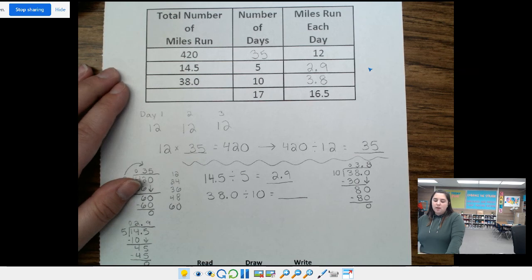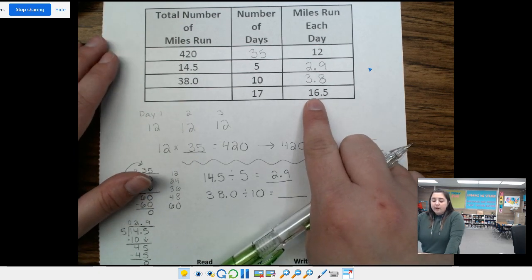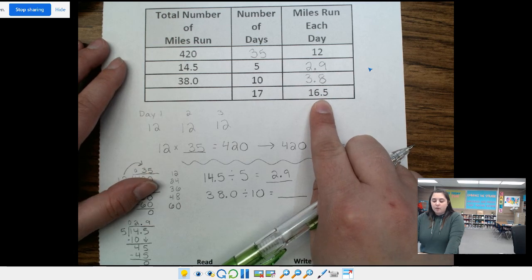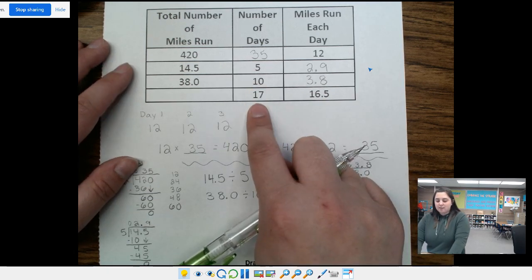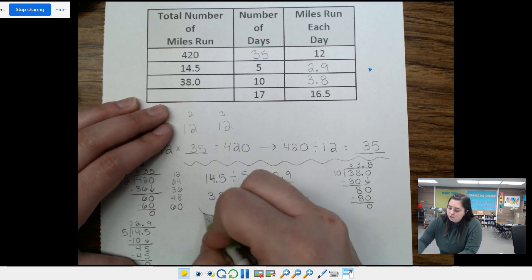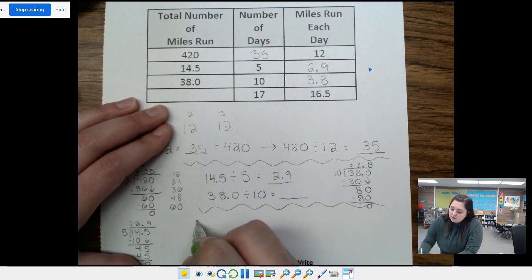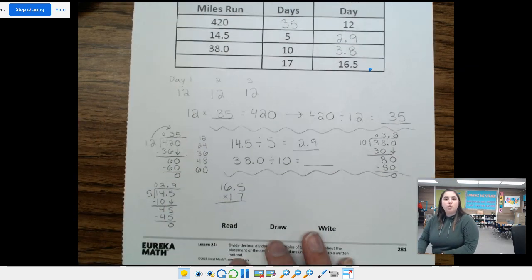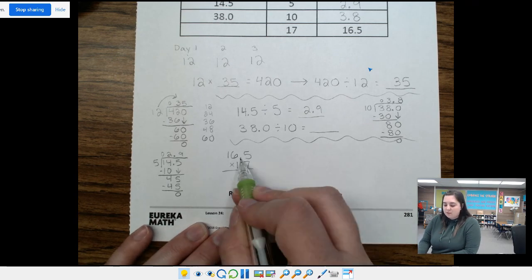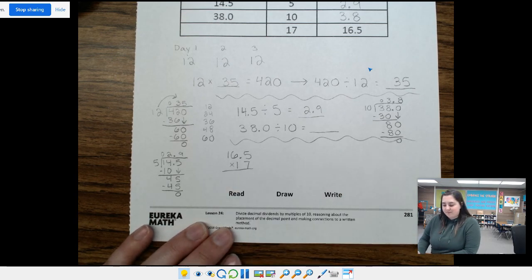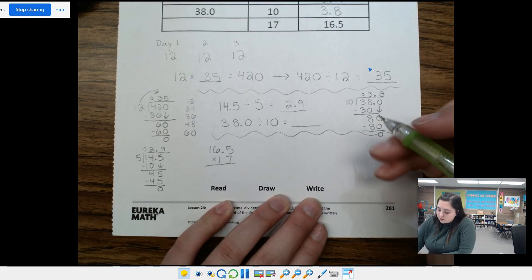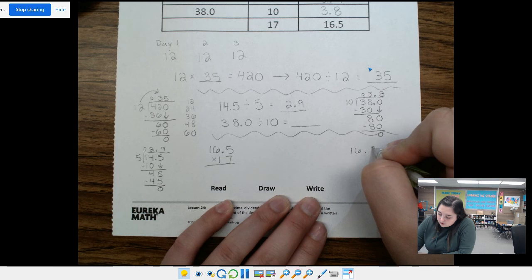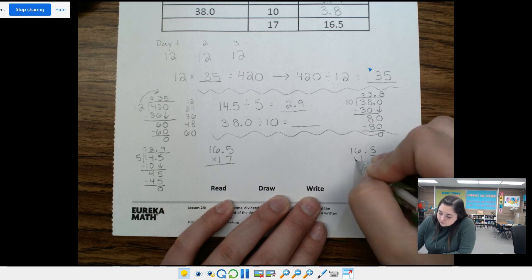We're almost done. So on this column, we know that they ran 16 and a half miles every day for 17 days. So 16 and a half miles every day for 17 days. How many miles did they run total? Pause, solve, don't forget your decimal. Let's figure that out. Okay, I'm going to rewrite over here so I have a little bit more room. So it'd be 16 and a half times 17.